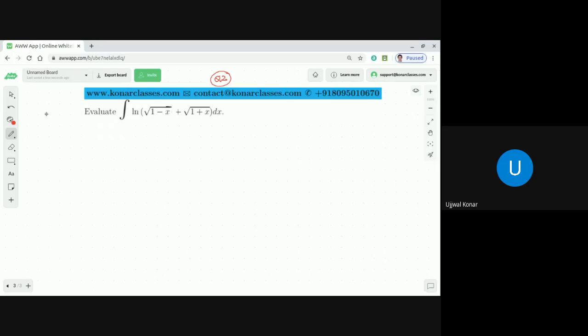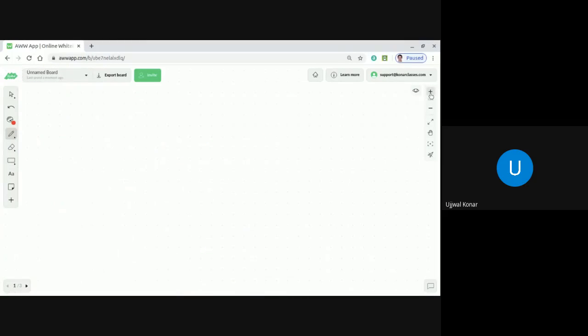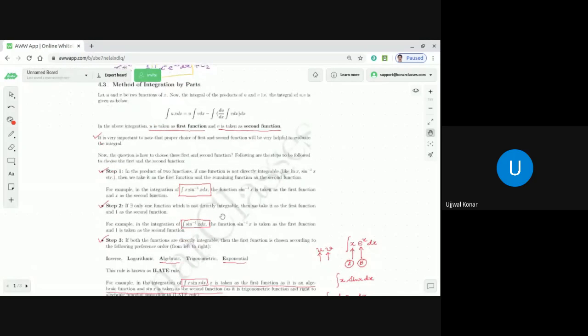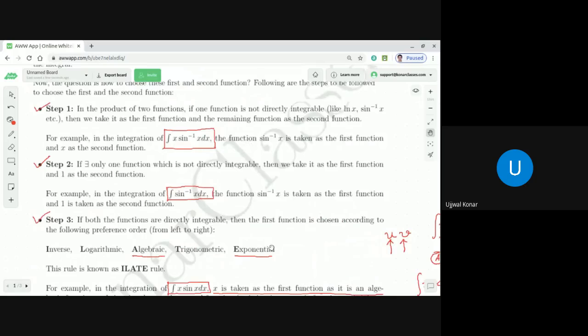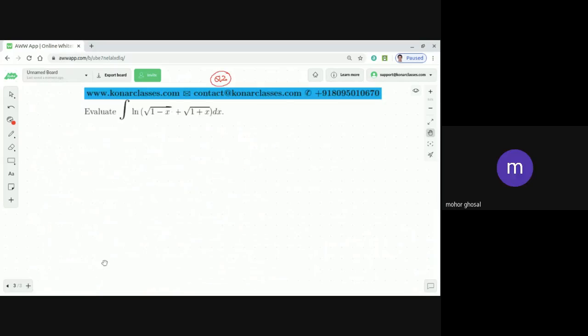Can anyone answer this, dear students? Okay, if you look into step 2, what does step 2 say? If there exists only one function which is not directly integrable, then we take it as the first function and 1 as the second function, isn't it? So what will be our first function? Ln of square root of 1 minus x plus square root of 1 plus x. And 1 should be the second function. All of you got it, dear students? Clear now? So now you proceed, please.